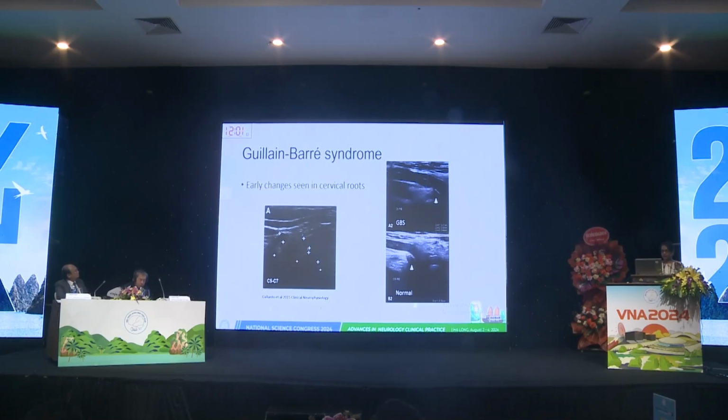If you look at it here, what you see is the cross-sectional area. This is what it would look like. This is C6, the root. This is what it would look like in a normal person. You can see that it's very enlarged over here. Okay? Of course, all of this is in the context of the history, but also the nerve conduction studies as well.